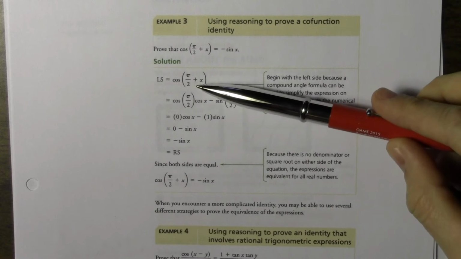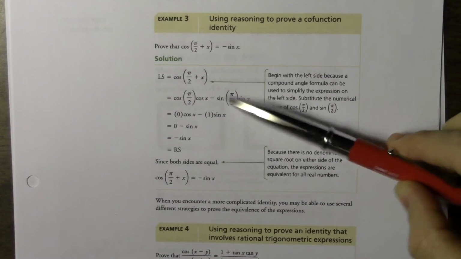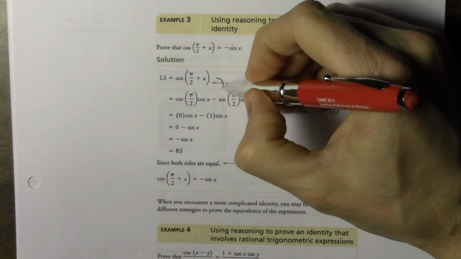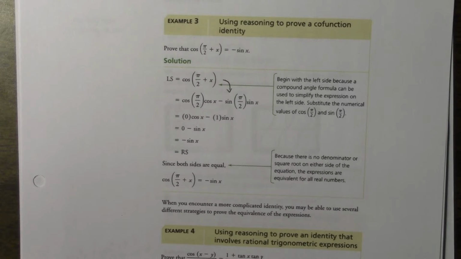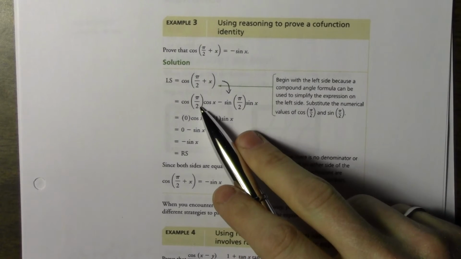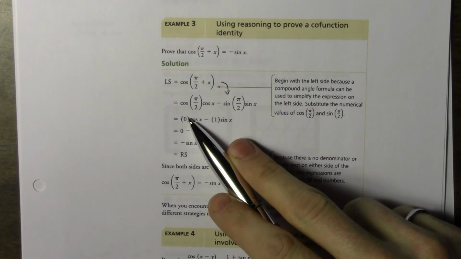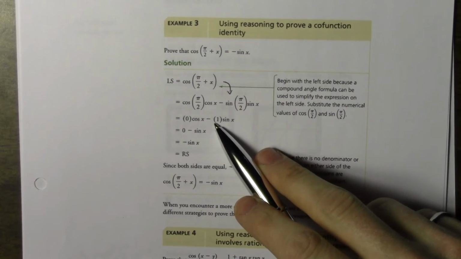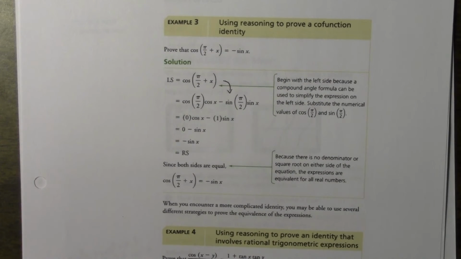So cos(A plus B) is cos A cos B minus sine A sine B. So that goes to this formula. Next, we can substitute in the known values for cos 90 and sine 90. So cos 90 is 0, sine 90 is 1, and we end up with negative sine x. Again, very straightforward, very simple.